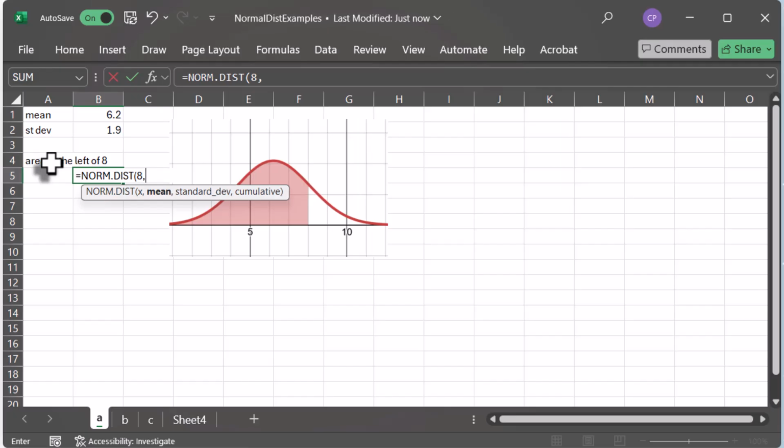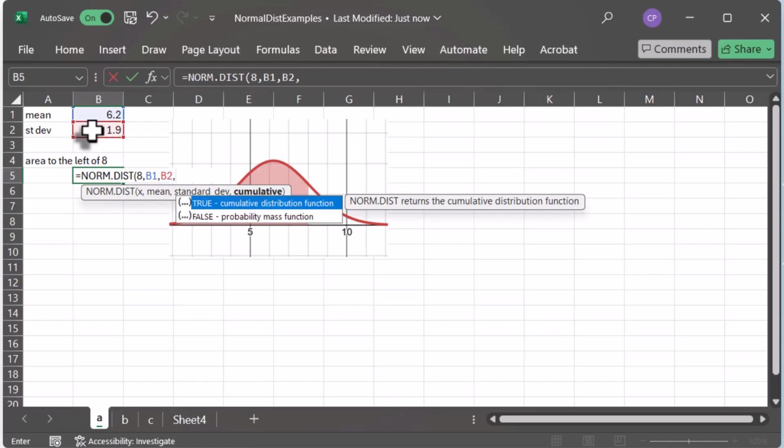Now I could just type 6.2 here, but if I have the mean somewhere else, I can also click on the cell. Either one will work, comma, the standard deviation. Again, I could type in 1.9, or I'm just going to click on the 1.9 in cell B2 here, comma. And then the last input to this function is the cumulative flag.